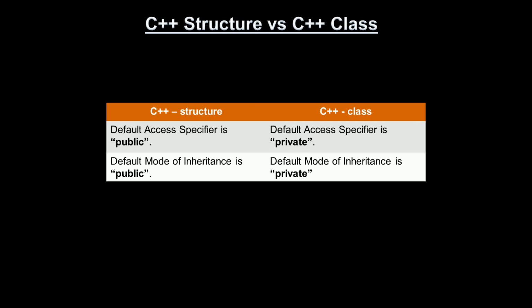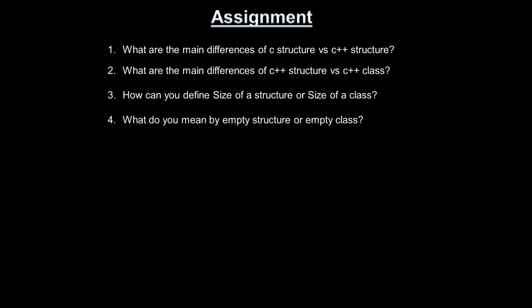Now, a few assignments for today. What are the main differences of C structure versus C++ structure, and what are the main differences of C++ structure versus C++ class? How can you define such a structure or such a class? And fourth, what do you mean by an empty structure or empty class?